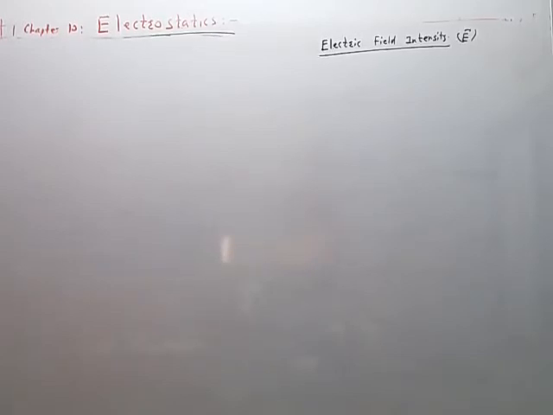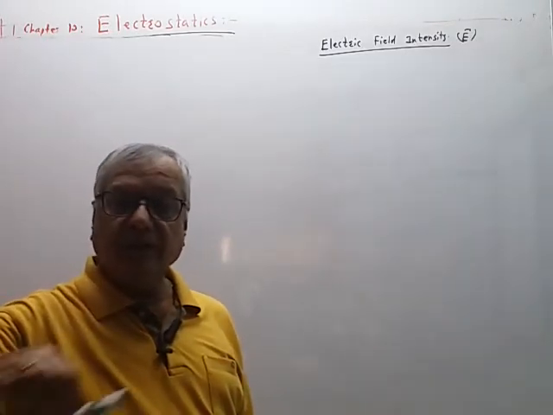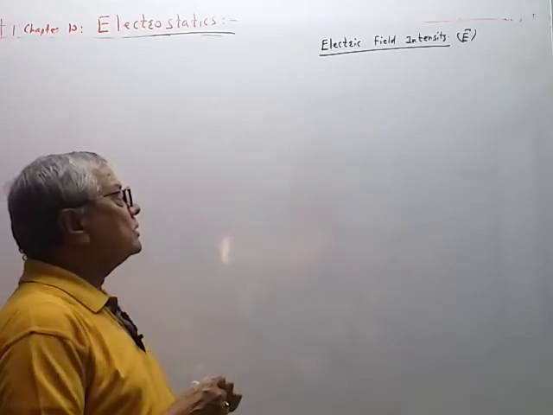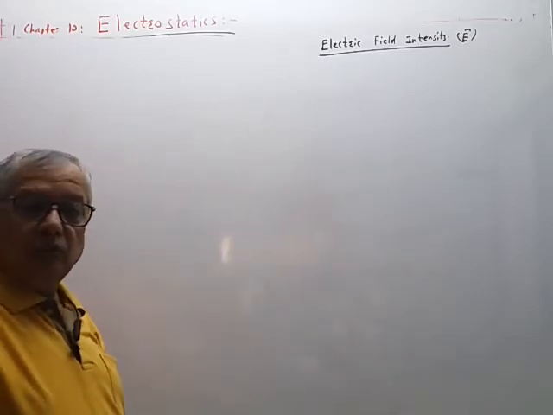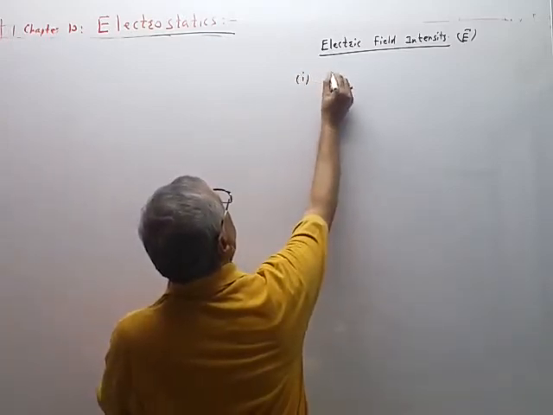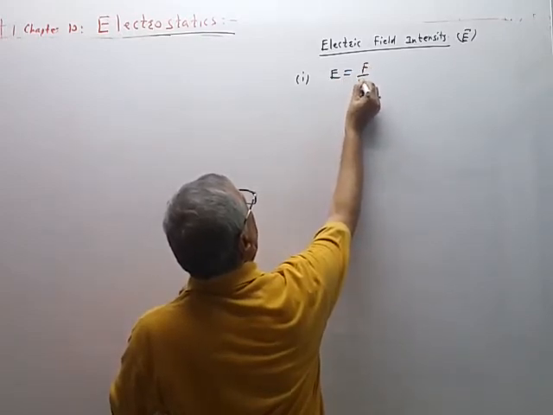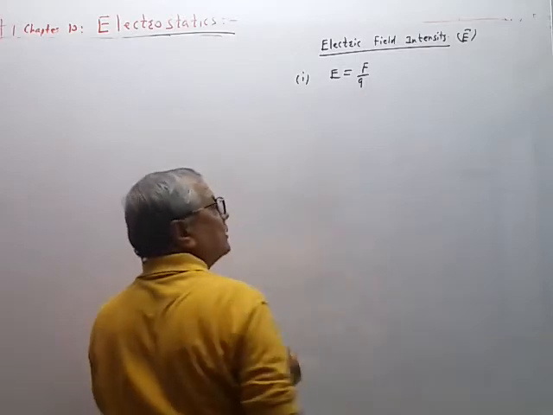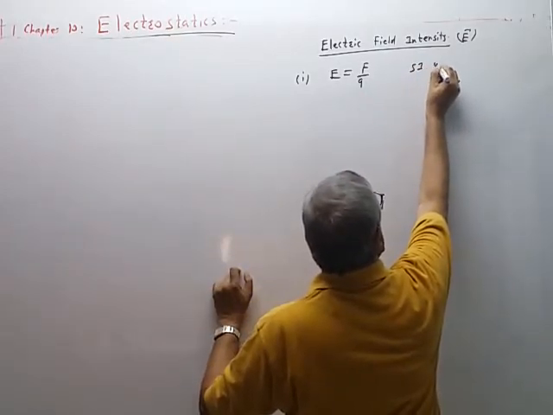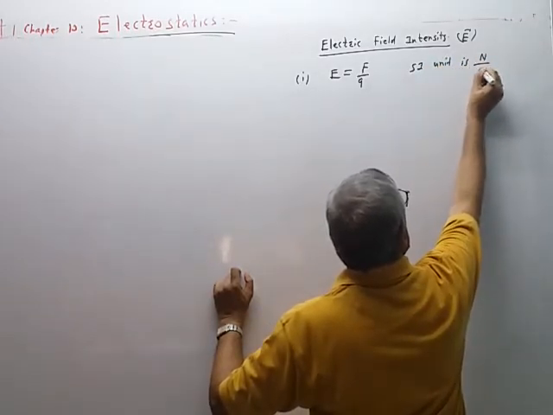So we know the term electrical intensity. It is a vector quantity. It is having magnitude. It is having direction. So magnitude is given by the basic relation E is equal to F by Q or F by Q0. SI unit is Newton per Coulomb.